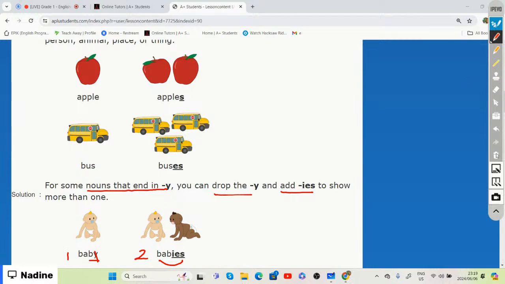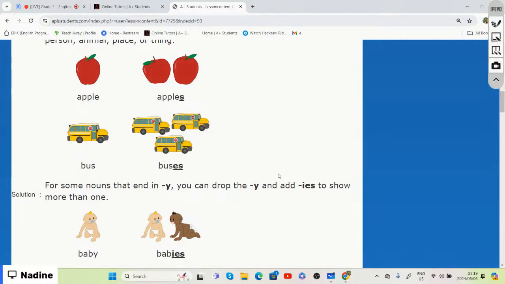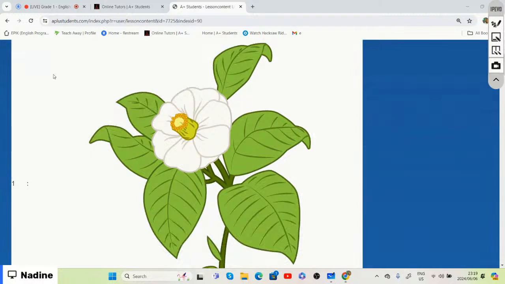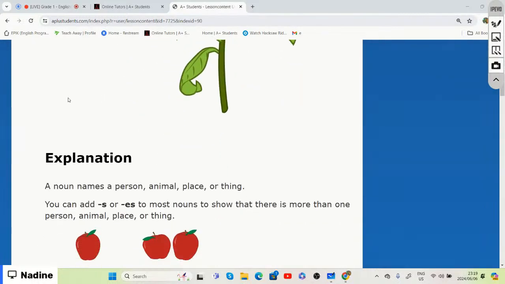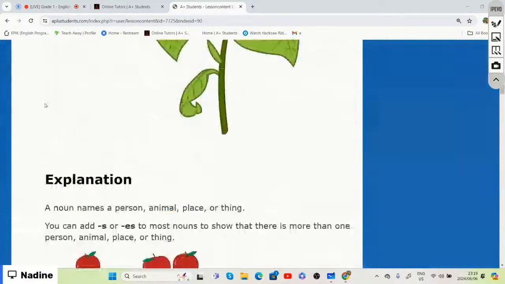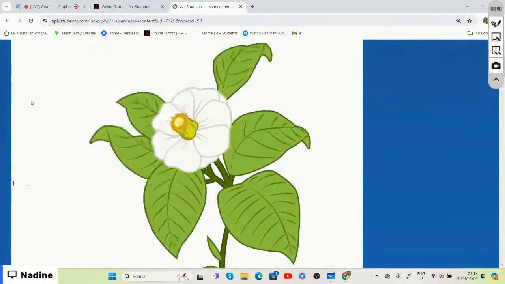All right. So now we're going to do our activity. It says, which word matches the picture? If you look at this picture in front of you, on the screen, you need to say which word matches the picture that you can see. So now the question is, what do we see in front of us? The picture. What is this?